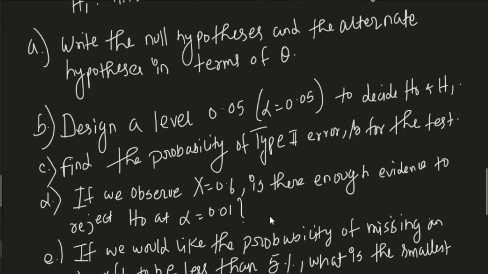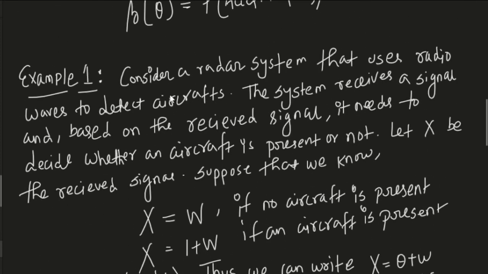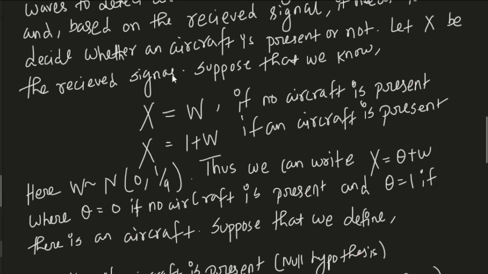So that completes the questions, and now let me explain how we actually do it. It says to consider a radar system that uses radio waves to detect aircraft. So there is a radar system that uses radio waves and detects whether aircraft are present or not. This is how it works: the system first receives a signal, and based on the received signal, it needs to decide whether there is an aircraft present or not. If X is the received signal, we already know that if X is W, then there is no aircraft present, and if X is 1 plus W, then there is an aircraft present.